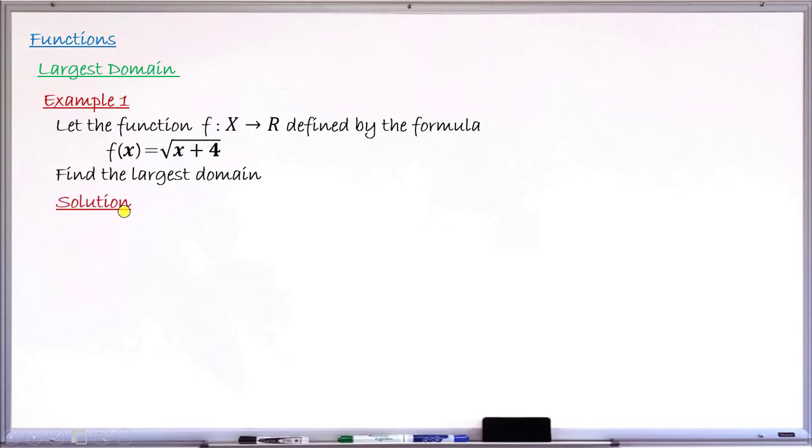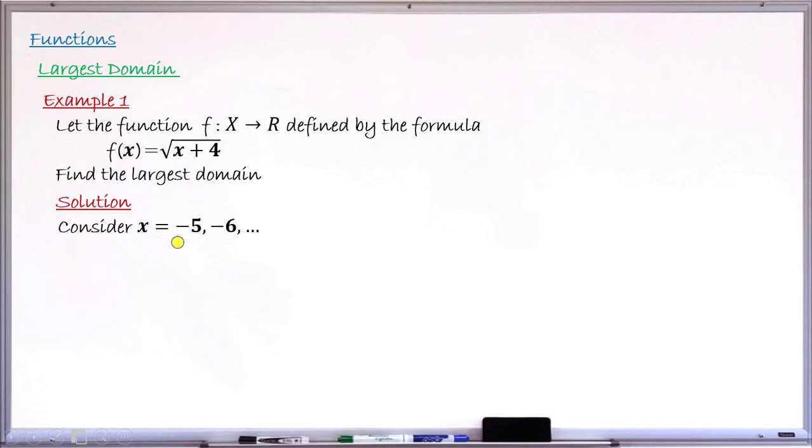Solution to this problem. Looking at the definition of the function, f of x equals the square root of x plus 4, what will come to your mind is the square root of a negative number. So you think, what are the possible values of x that, when substituted there, make the inside of the square root a negative number? It is those values that you have to remove from the set of real numbers to get the largest possible domain. So let's just consider these two values, minus 5 and minus 6. Let me try minus 5 and minus 6 in this formula and see what will happen.